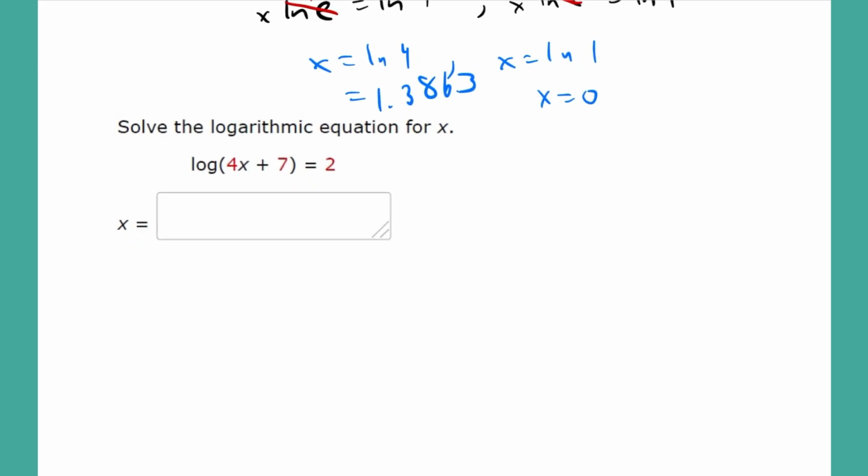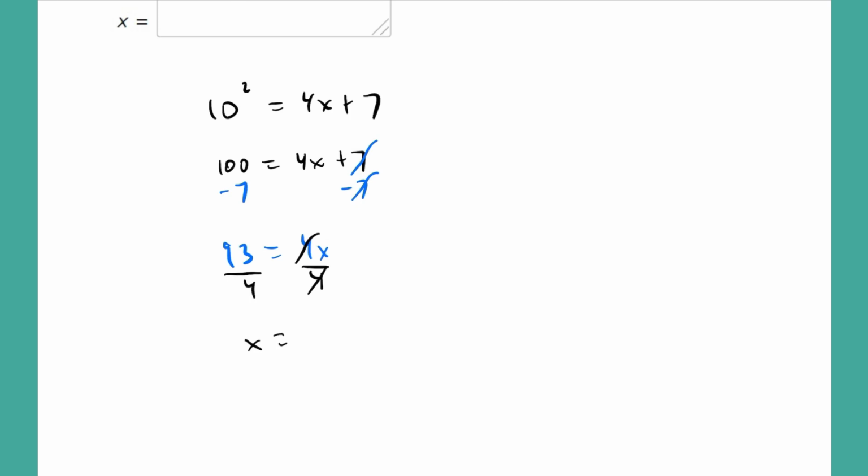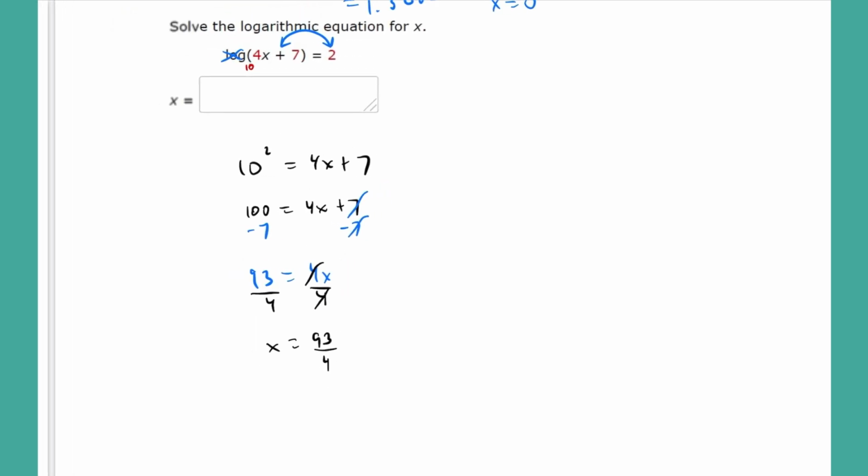All right, solve the logarithmic equation for x. Well, remember, when there's no base, that means that it is base 10. So I'm going to write that in. And then I'm going to go ahead and convert this to exponential form by switching these two terms. So the base is 10, the exponent is 2, and that equals 4x plus 7. So this becomes 100 equals 4x plus 7, and we have a pretty simple linear equation to solve. I'm getting 93 over 4, which would be our final answer.